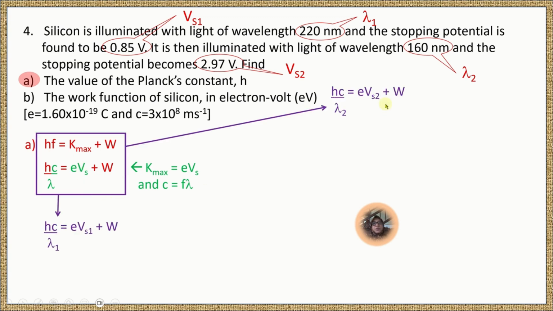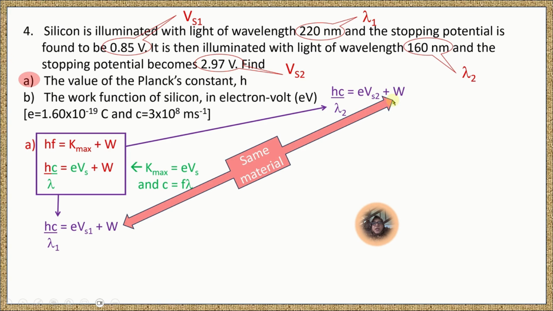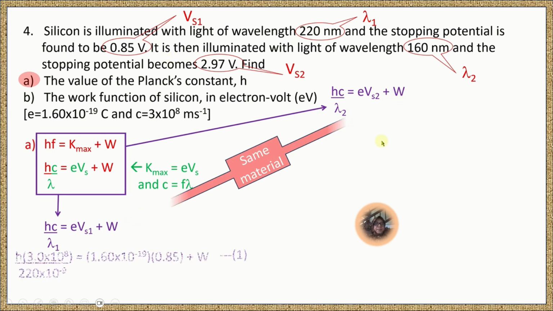Now we form two equations. In the first equation we substitute Vs1 and lambda 1, and in the second equation we substitute Vs2 and lambda 2. W will remain the same because the light is illuminated on the same type of metal. That's why W remains the same.